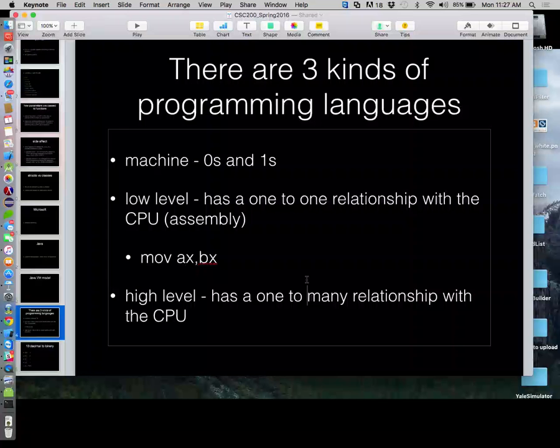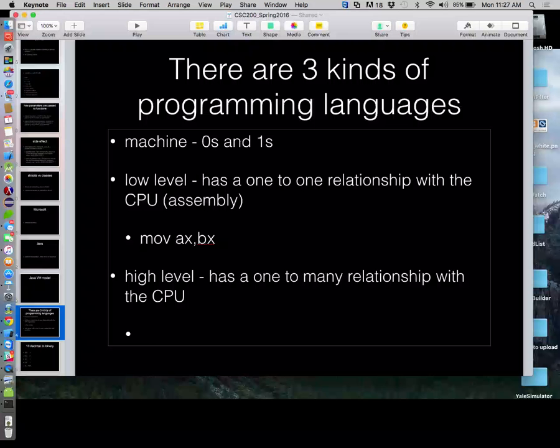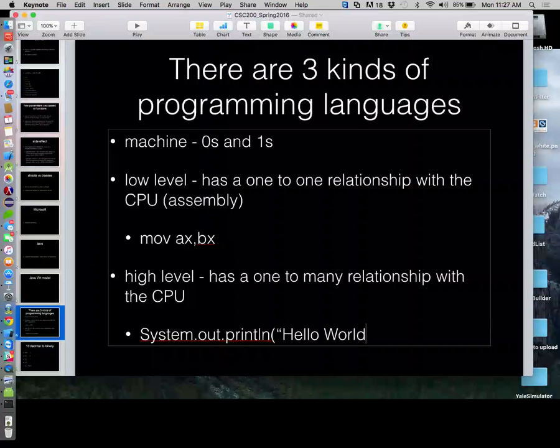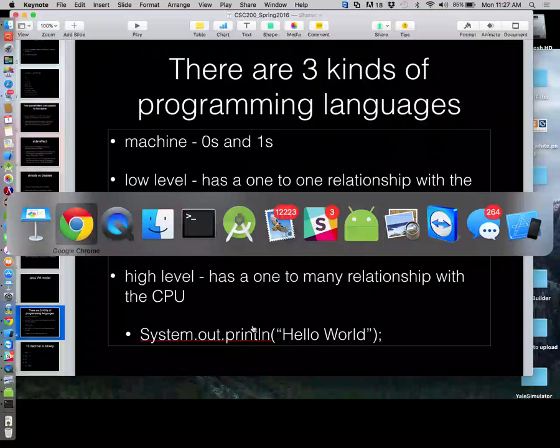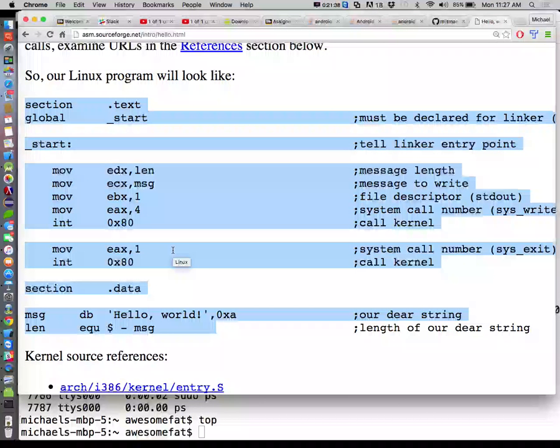Kind of means the same thing, depending on which side you read it from. But every one line of code we write, in Java or pick your favorite programming language, translates into many instructions on the CPU. As an example, I just said in Java, System.out.println hello world. We'll go ahead and write that here. In our little example here, it translated into all of that.